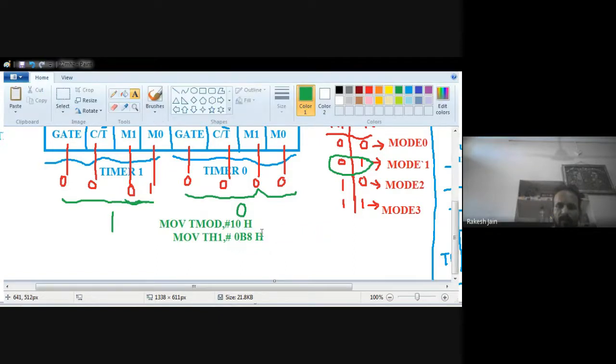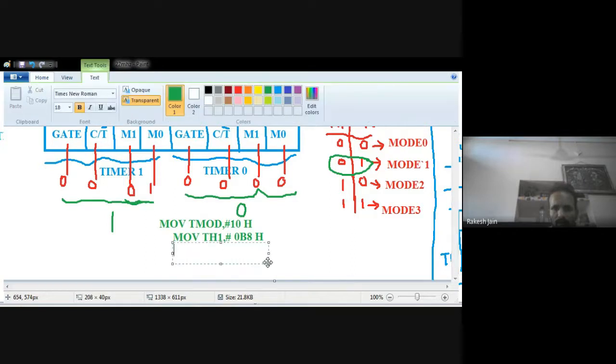Okay. The next step is to upload the lower value. What is the lower value?